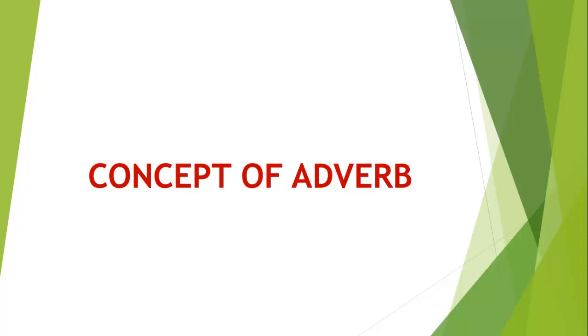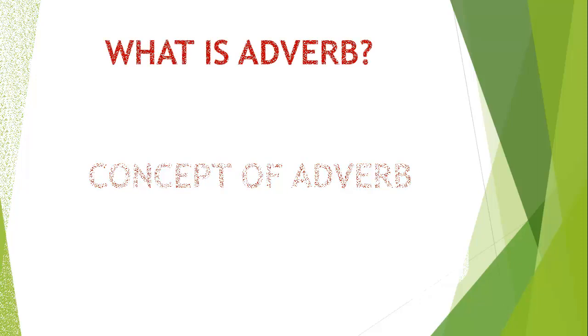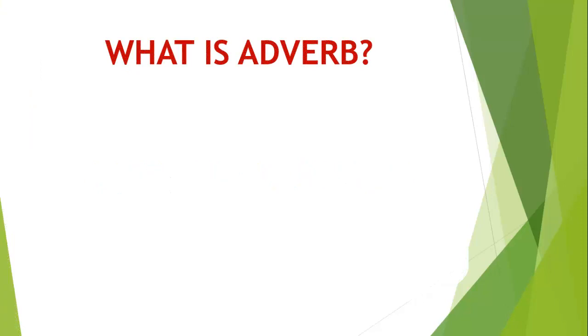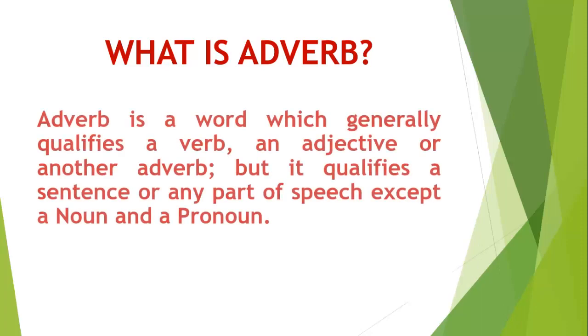Today you will learn a topic of grammar, and that is adverb. Now what is adverb? How can we define adverb? Adverb can be defined in this way. Adverb is a word which generally qualifies a verb, an adjective, or another adverb, but it qualifies a sentence or any part of speech except a noun and pronoun.